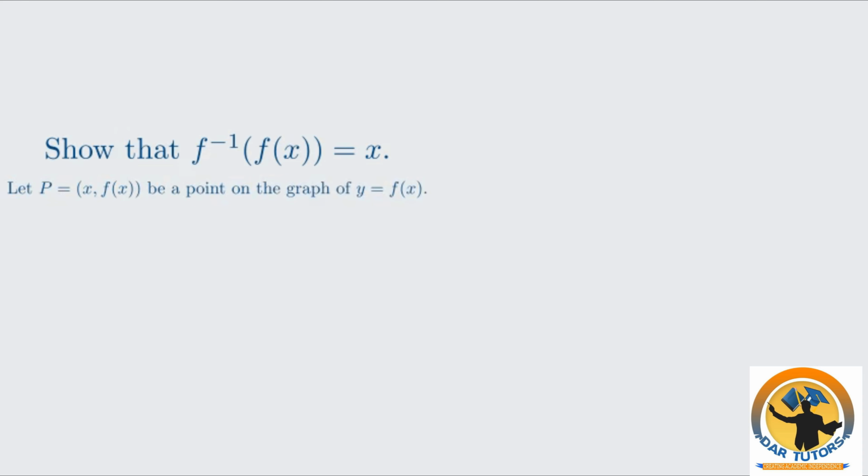Now, let's apply the inverse function, f inverse, to the y-coordinate of this point, which is f of x. So we are calculating f inverse of f of x. We know that the inverse function takes the output of the original function and returns the original input. In this case, the output of f is f of x, and the original input was x. Therefore, f inverse of f of x must be equal to x. This confirms the identity property.